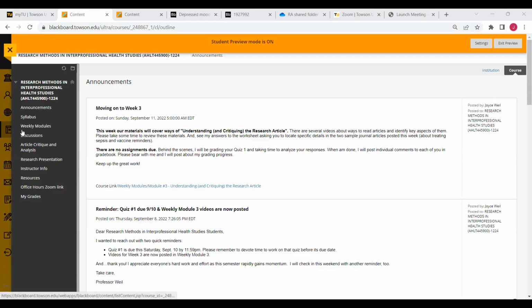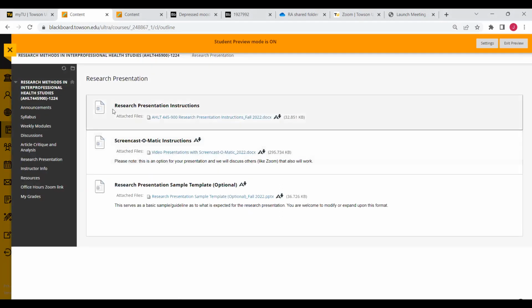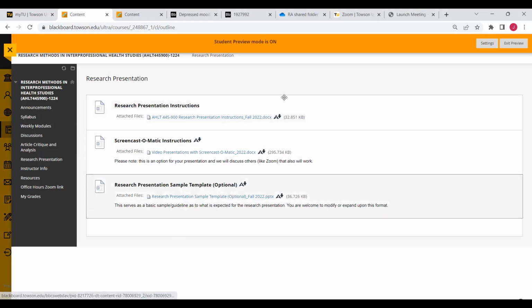I wanted to highlight over here, these are the 2 pieces or the 2 links that might be really the most crucial. So if you're interested in getting more information about the article critique and analysis assignment, it's all here, right? And I've updated the guidelines for this semester, so please check them out. And if you are interested in the research presentation, which is the 2-parter that includes the research, the article critique, and then the research presentation template, they're all here. Right, so both sets of information are here.